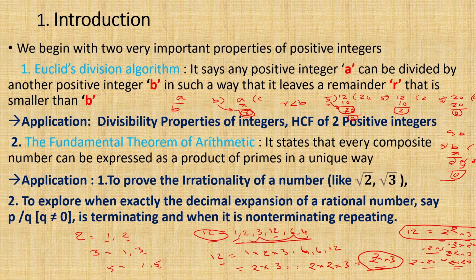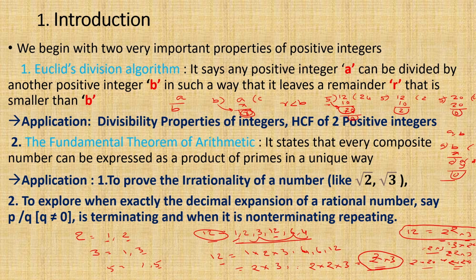Like that, what is the fundamental theorem of arithmetic? It states that every composite number can be expressed as a product of primes in a unique way. Okay, understood now? So by using the prime numbers, we express a composite number in a unique way. That means if a composite number can be expressed as a set of prime numbers, only that set of prime numbers exists for that composite number. No other prime number can come in that composite number's product.